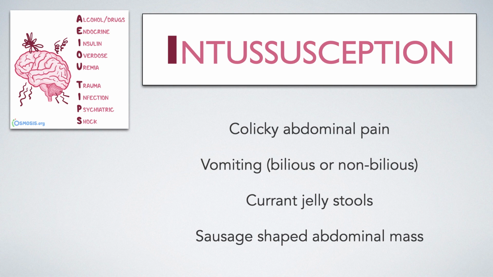Intussusception typically is described as colicky abdominal pain associated with currant jelly stools and a sausage-shaped abdominal mass, but we rarely see this classic triad. Oftentimes, these patients present with vomiting, which can be bilious or non-bilious. If you have a young patient who has vomiting associated with altered mental status, you should consider intussusception.